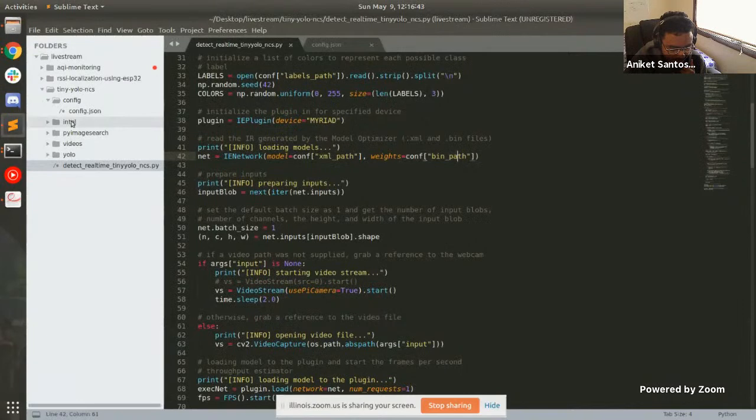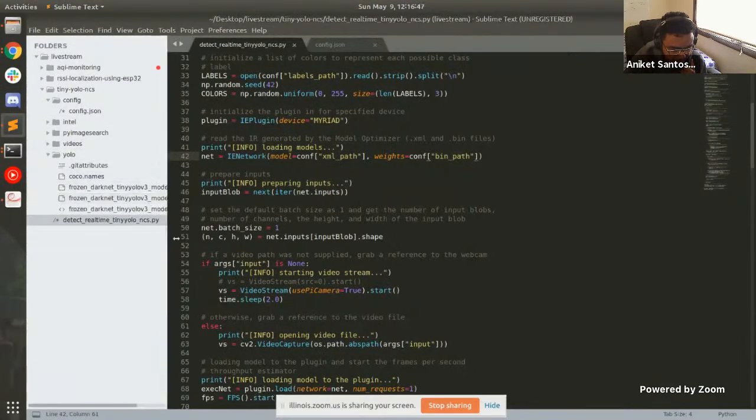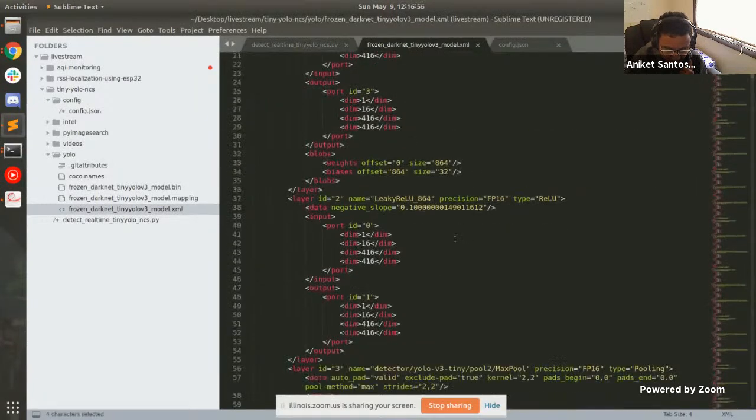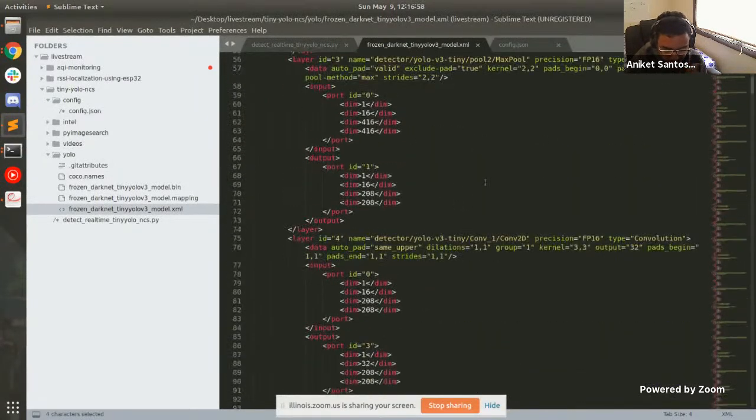So if I go here, and let me just put this up. This specifically describes the model. So you can see that these are the inputs, these are the convolutions, the activation functions, max pooling layers.